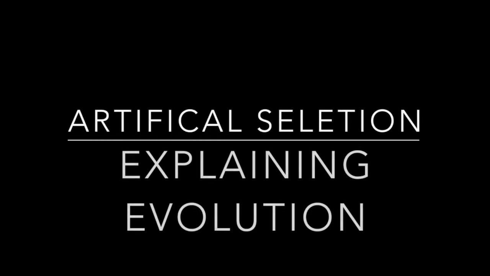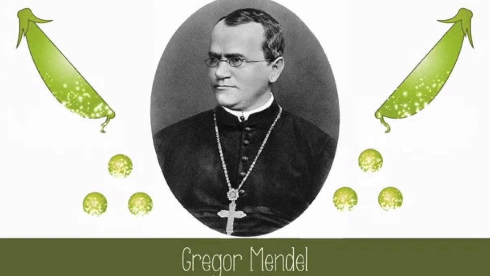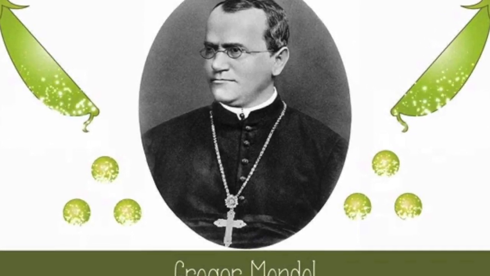To better understand how artificial selection helps us understand evolution, let's first take a look at what it really is. In the 1800s, a monk by the name of Gregor Mendel began to selectively breed pea plants.